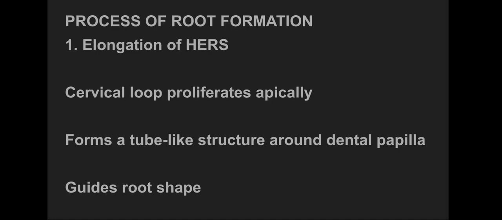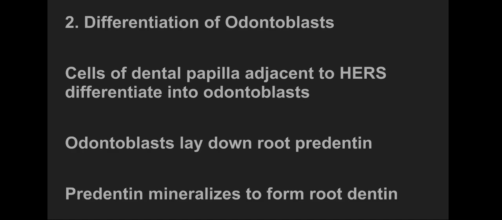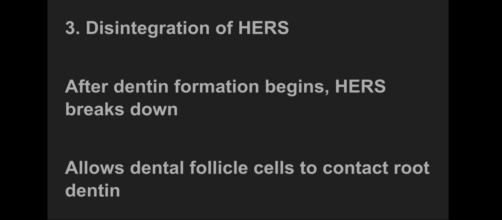Process of root formation. How? Elongation of Hertwig epithelial root sheath. The cervical loop proliferates apically, forming a tube-like structure around the dental papilla, which guides root shape. Next is differentiation of odontoblasts. Cells of the dental papilla adjacent to Hertwig epithelial root sheath differentiate into odontoblasts. Odontoblasts lay down root predentin. Predentin mineralizes to form root dentin.